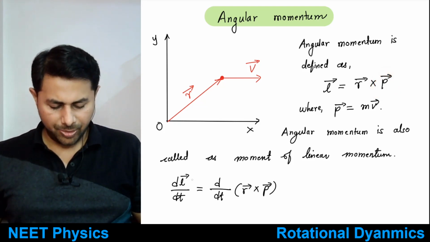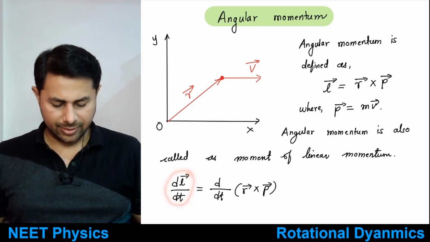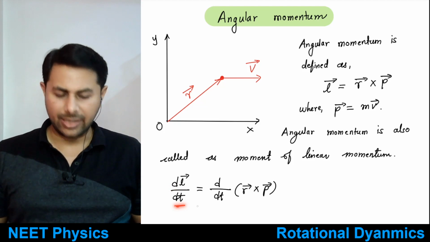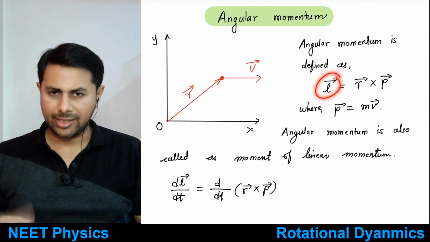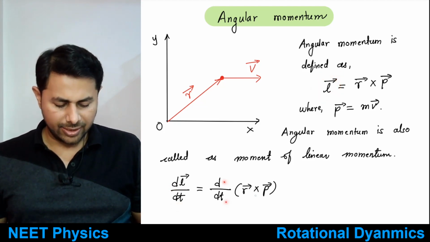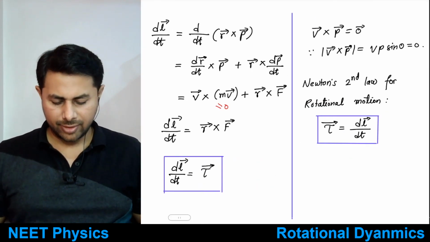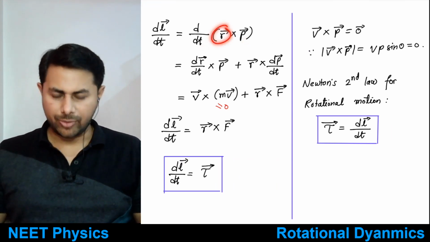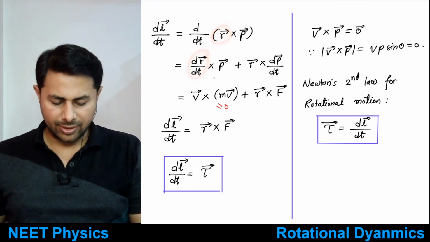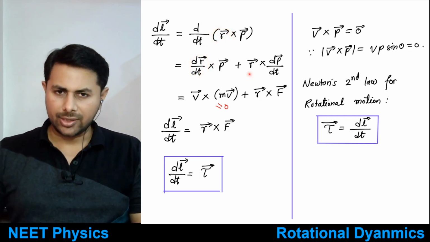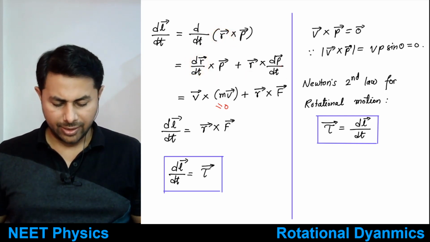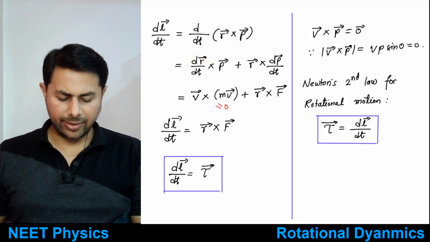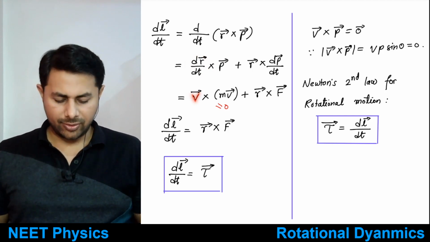Then if you take the derivative of L bar with respect to time, what do you get? L bar is angular momentum. So you get d by dt of r bar cross p bar. Using the product rule, it is dr bar by dt cross p bar plus r bar cross dp bar by dt. Then what is dr bar by dt? It is the rate of change of position with respect to time. So it's velocity.